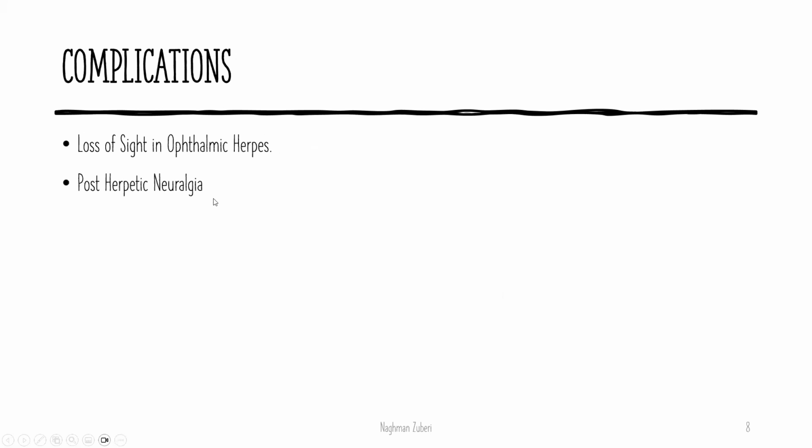Complications which are associated with herpes zoster: if there was ophthalmic involvement, then there will be loss of sight, and there would be chances of post-herpetic neuralgia in case of any of the nerves which are involved.